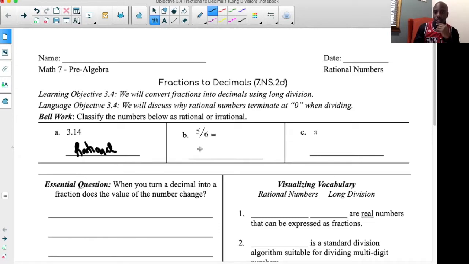5/6 is also rational, right? If you notice, it's already written as a fraction, which should tell you right away it's rational. Remember I said to you, if any number can be written as a fraction, it's rational. In this case, it's already a fraction.